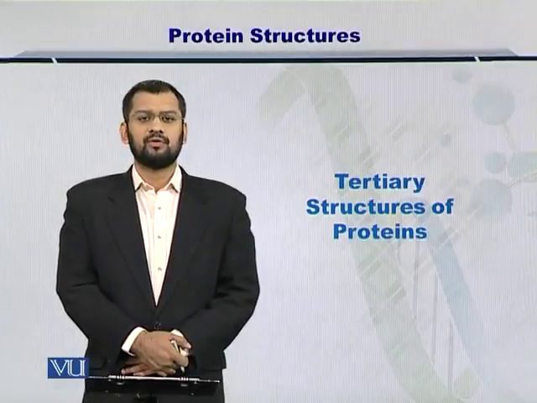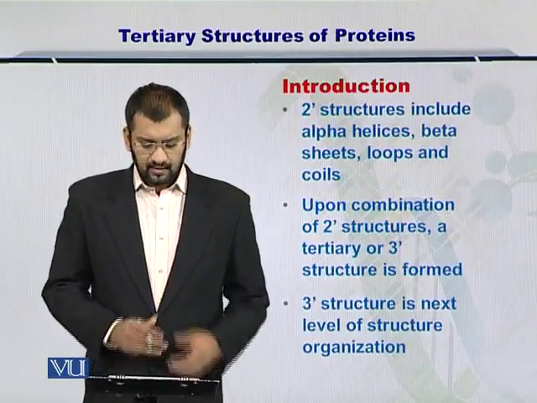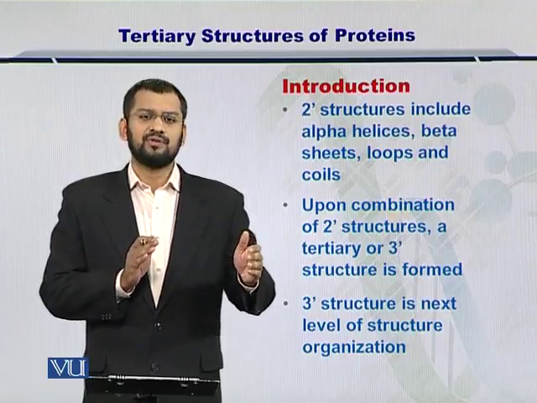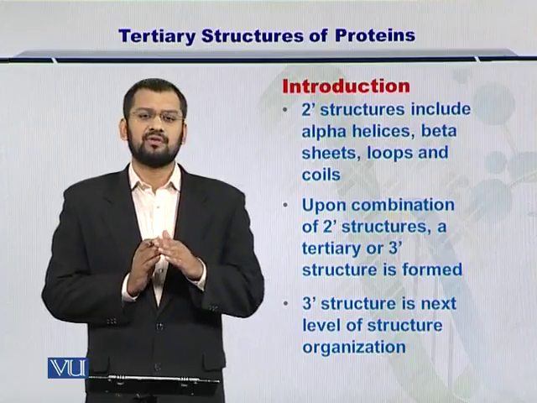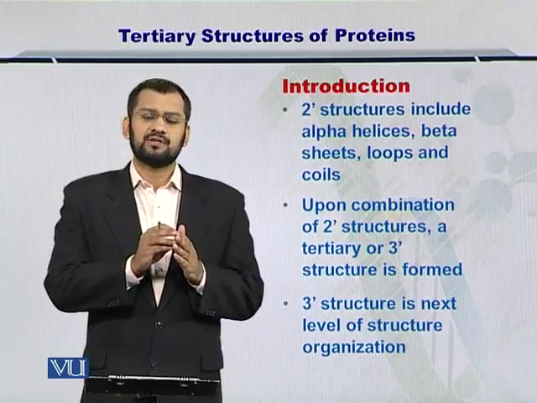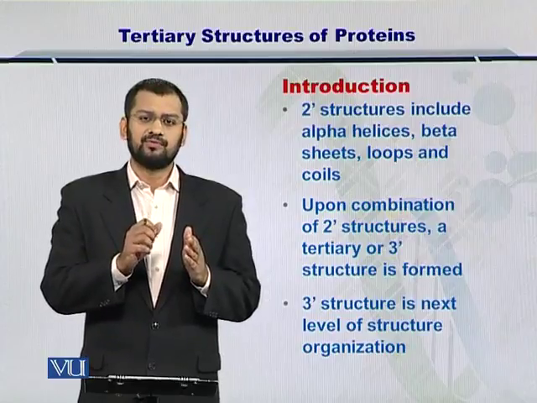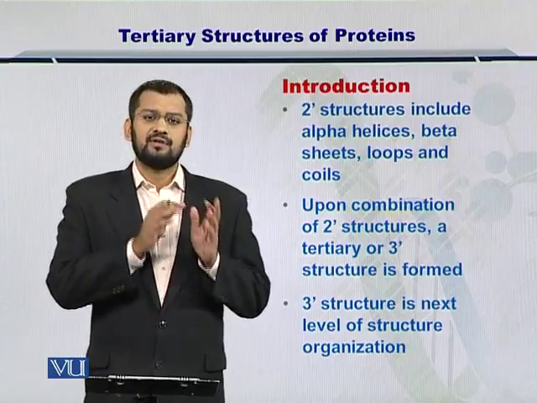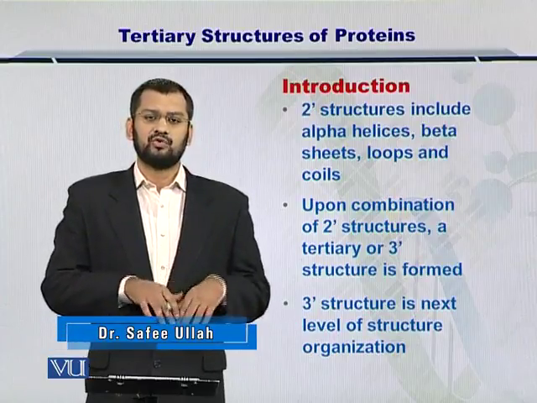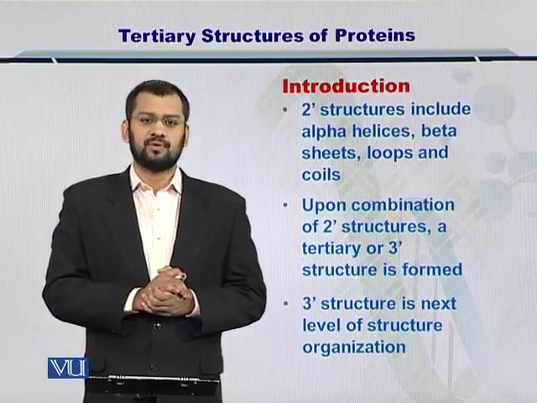Dear students, in this module, I'm going to talk about the tertiary structures in proteins. You know that proteins have a primary structure, that is the amino acid sequence. The amino acid sequence gives rise to the secondary structure. These structures include substructures like alpha helices, beta sheets, coils, and loops. Now, these alpha helices, beta sheets, coils, and loops come together to make the overall protein structure, and that is the tertiary structure of proteins.